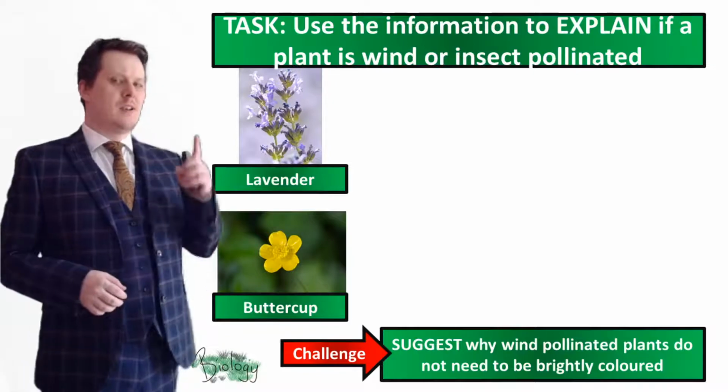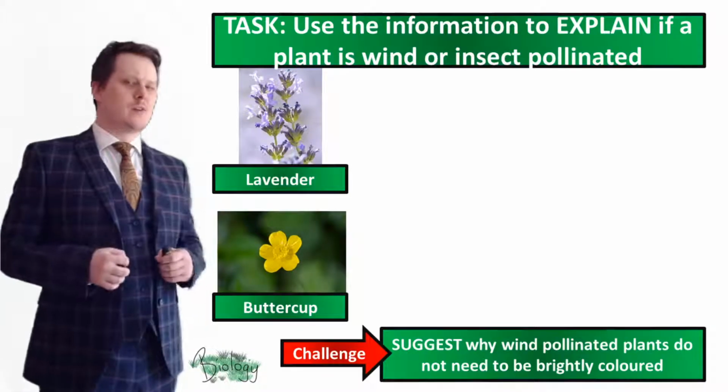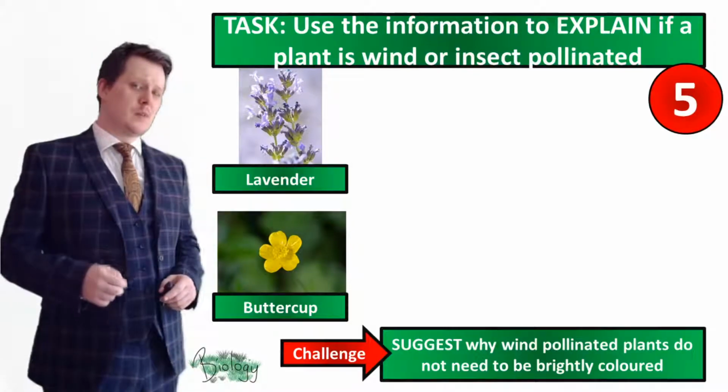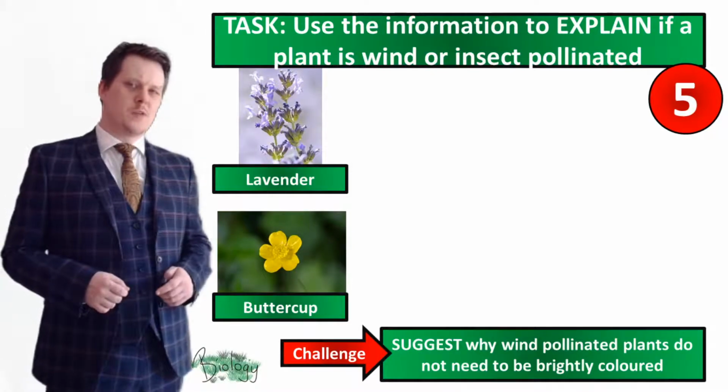Our next 2 plants are lavender and buttercup. I want you to say whether or not they're wind or insect pollinated and explain why. 5 seconds on the clock. You need more time, pause the video, and when you're finished, we'll go through the answers.